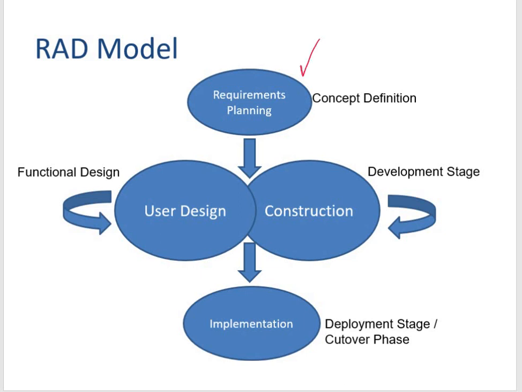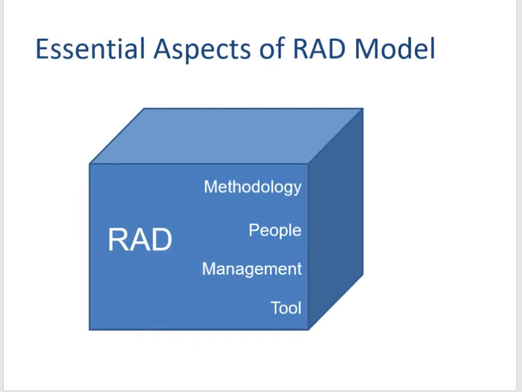So on this side we have requirements planning, where we go ahead with concept definition. We have functional design and the user design, and the construction is taking place. We have the development stage in this case, and ultimately we have implementation, which is your deployment stage or the cutover phase. We'll talk about these things in the coming slides, but let's quickly see the essential aspects of the rapid application development model. So we have methodologies, people, management, and tools. So when we talk about the rapid application development model, we have your business modeling.